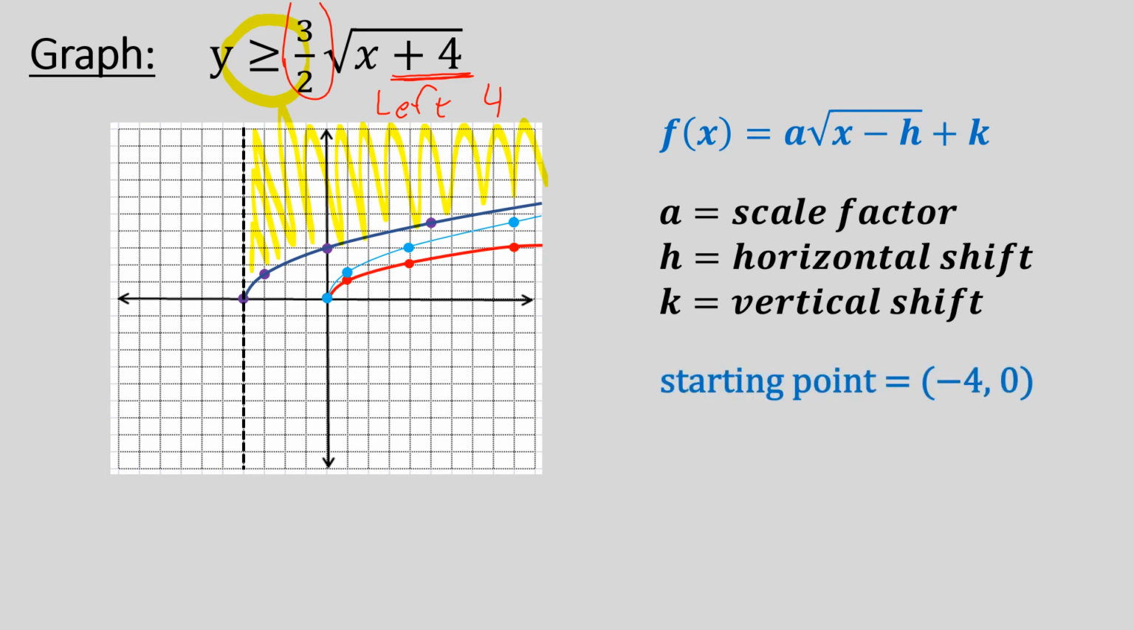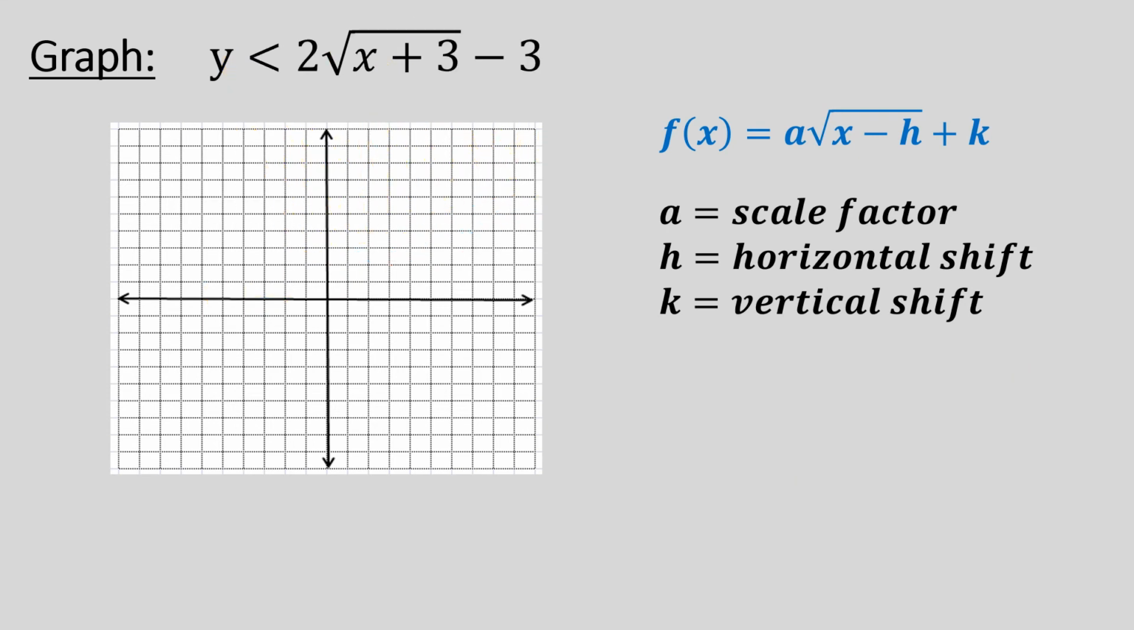Okay, our starting point, which is this point right here, we get from opposite of this and then that plus 0 at the end. Okay, domain, it starts at -4, which is this line right here. It's going to the right, so x is greater than or equal to -4. Range, it's starting at 0. It's moving above it as it moves up. Okay, so y is greater than or equal to 0.